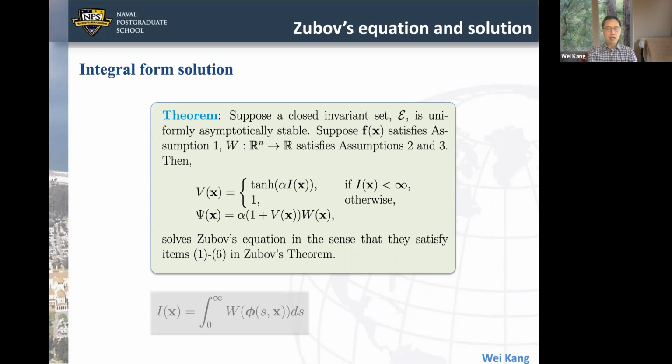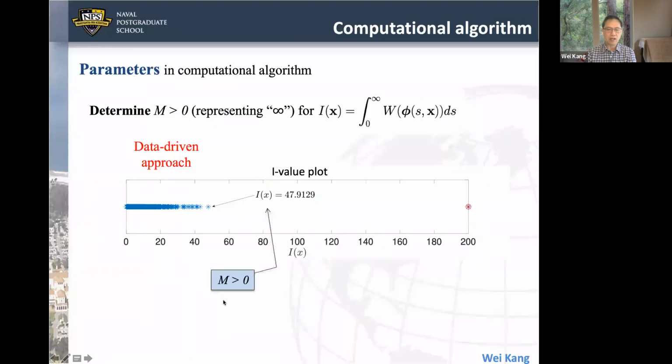However, how to do the numerical computation? This integration is a bit troublesome, because it can be infinity if x is outside the domain of attraction. So you cannot do the integration to infinity. You only do the integration for a finite time interval, right? Then the question is how large this integration should be considered. If you do the integration in a finite time and it's very large, then you consider it infinity. But for each dynamic system, how large is infinity, that's different, okay?